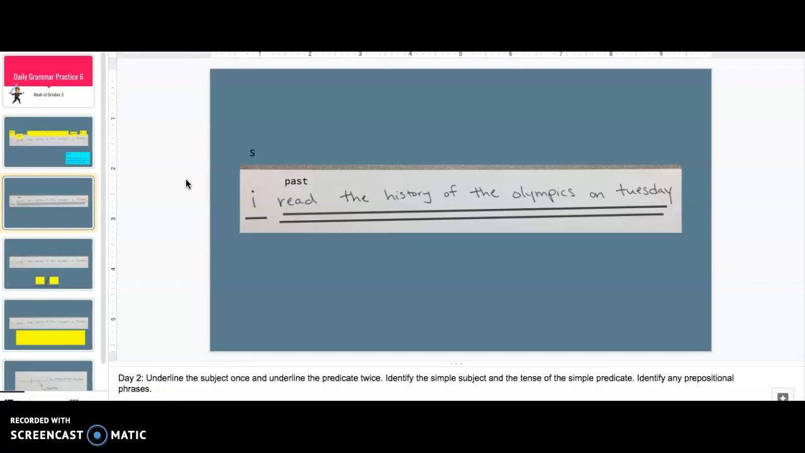So essentially your simple subject and your simple predicate, if you just had those two words, it would still be a complete sentence. I read. I have a subject, I have a predicate. All the other information, while important to help developing strong writing and provide more clues and information, it's not 100% necessary for it to be a complete sentence. It's a complete sentence on its own with just the simple subject and the simple predicate.